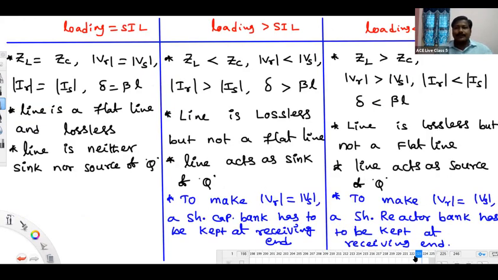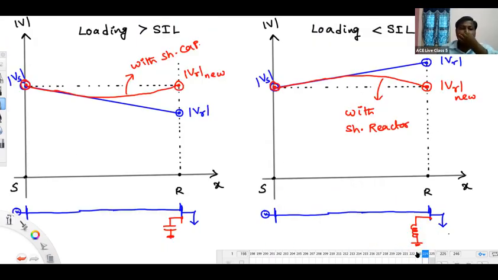Okay, listen please. See, after keeping that shunt capacitor bank, we are getting mod VR equals mod Vs. After keeping the shunt reactor bank, in the other case, we are getting mod VR equals mod Vs. Can we call this line a flat line? Yes or no? No. What is the definition of a flat line? Voltage magnitude should be the same throughout the length of the transmission line, but only the end voltages are equal, not throughout the length of the line. All of you getting? Right.